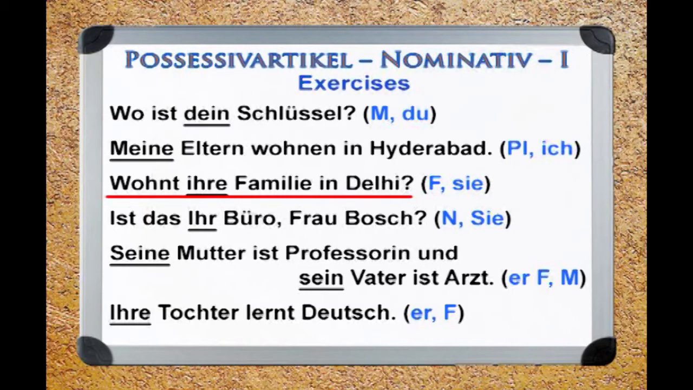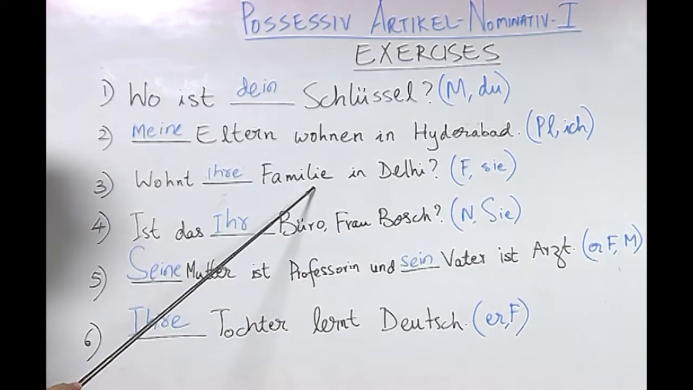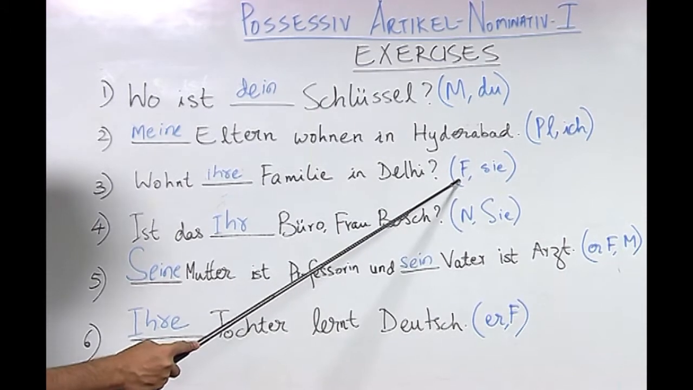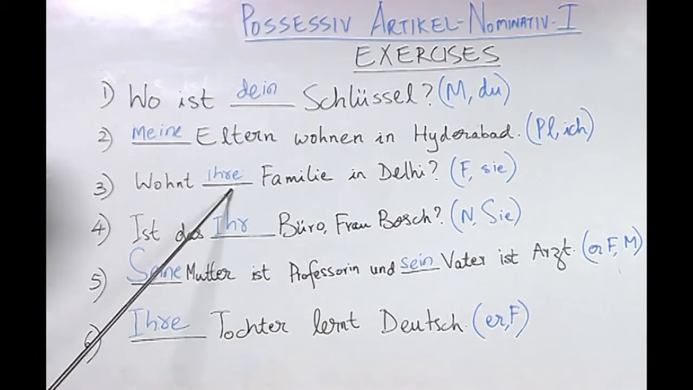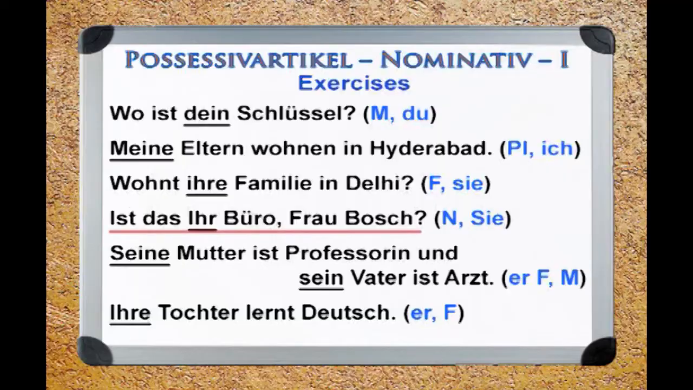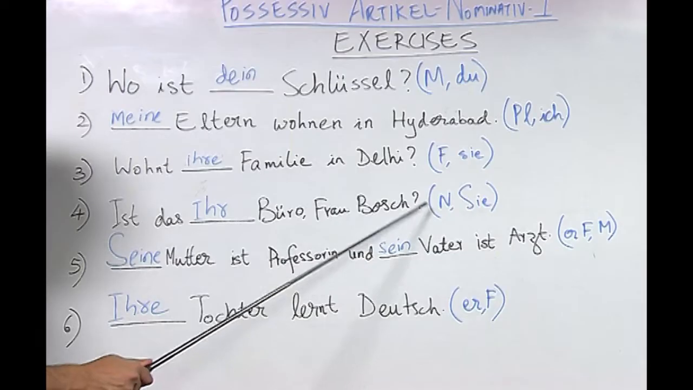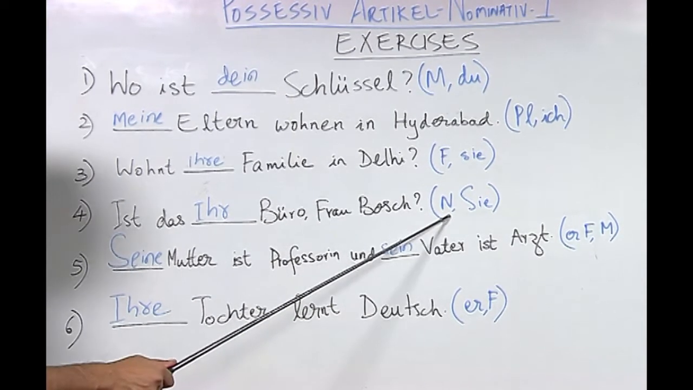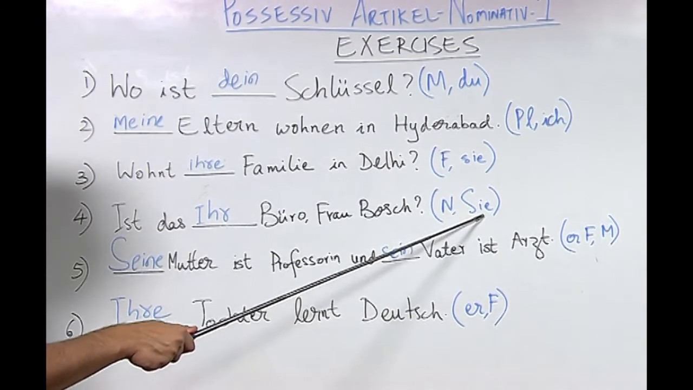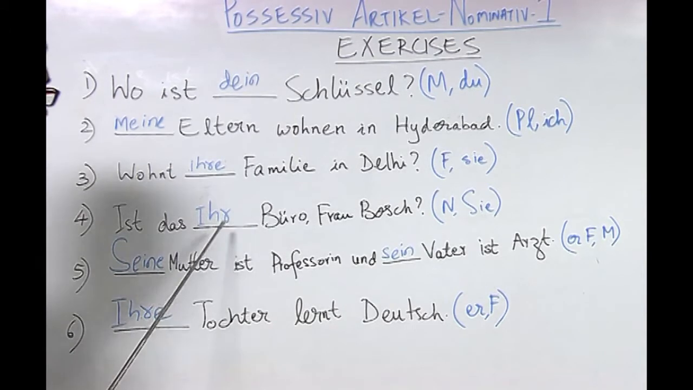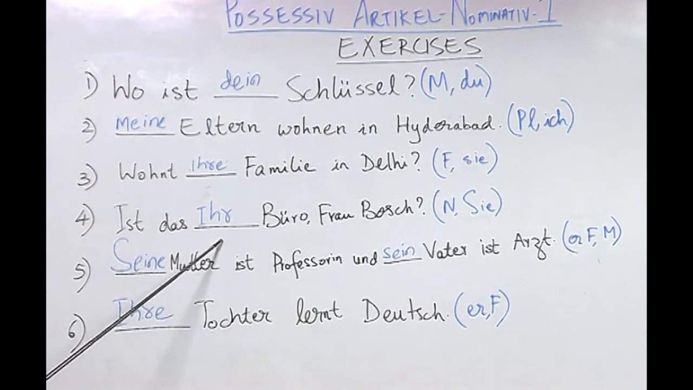Now, look at sentence number 3. Wohnt Ihre Familie in Delhi? Here, the student correctly identified that the noun Familie belongs to the feminine gender category, and thus, based on that and identifying the correct pronoun, wrote the correct possessive article Ihre. Now, in sentence number 4, ist das Ihr Büro, Frau Bosch? Here, the student correctly identified that the noun Büro belongs to the neutral gender category, and based on the pronoun, which is the second person formal pronoun singular Sie, the student wrote the correct possessive article Ihr with the correct form of I, which is capital I.